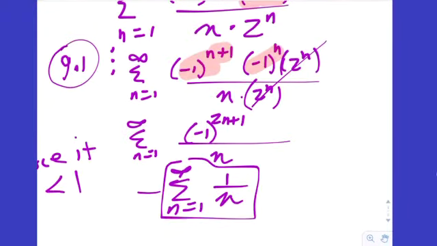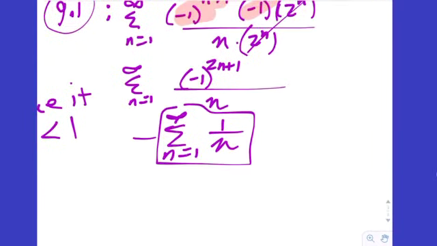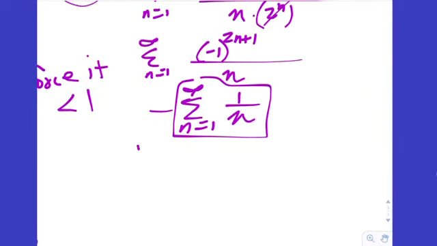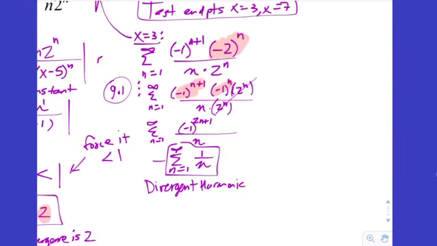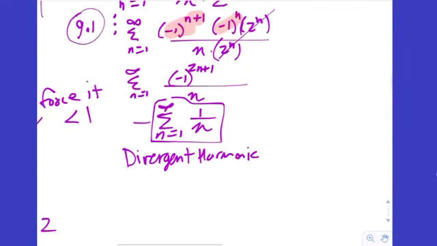And what do we know about that guy? That's your hallmark divergent. Yeah, that's the divergent harmonic series, the P series. Okay, so what that means is we cannot include 3. We cannot include 3, sorry, as part of the interval. It's going to be a parenthesis there, and then we do the same thing for x equals 5. Oh, I'm sorry, 7. 5 is the center.